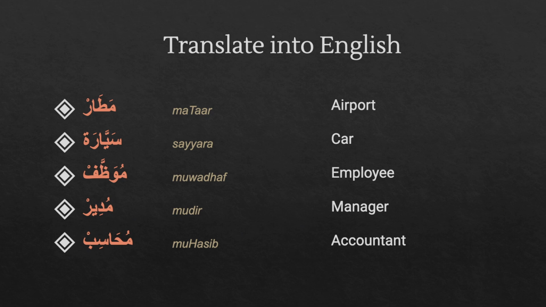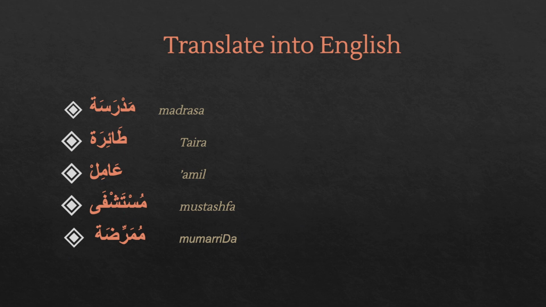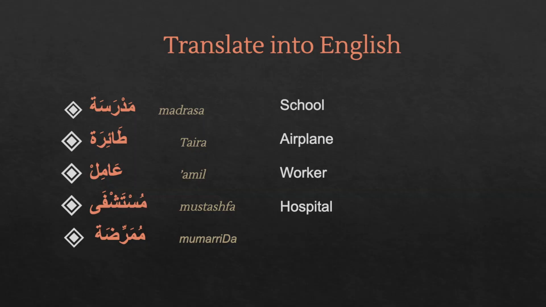All right. Let's do the same thing on this slide. Translate into English. Madrasa. What do you think madrasa means? School. طائرة is airplane. عامل is worker. And مستشفى would be hospital. Last one here. ممرضة is nurse.